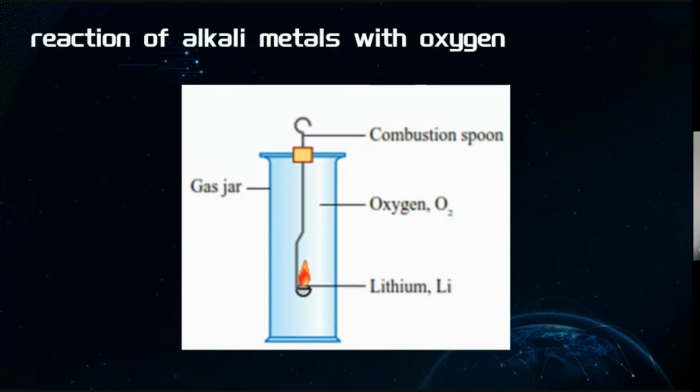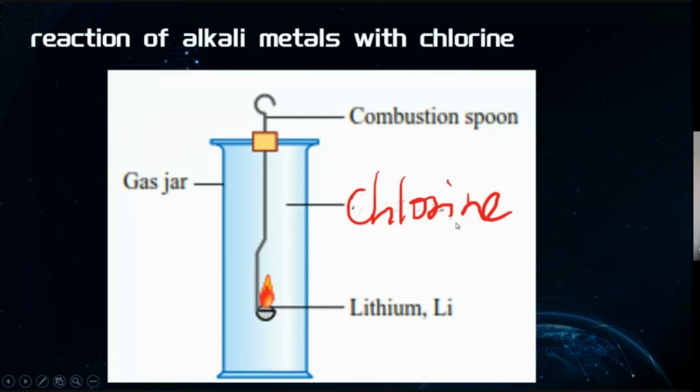Okay, next one is the reaction of alkali metals with oxygen. Alkali metals like lithium, sodium, potassium react with oxygen gas. So we put it inside a gas jar so that they can react. This one we call combustion spoon. Then another one is the reaction of the alkali metals with chlorine. So same apparatus, just the gas here is chlorine, not oxygen anymore.